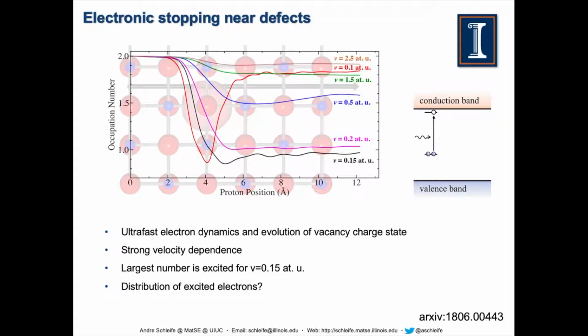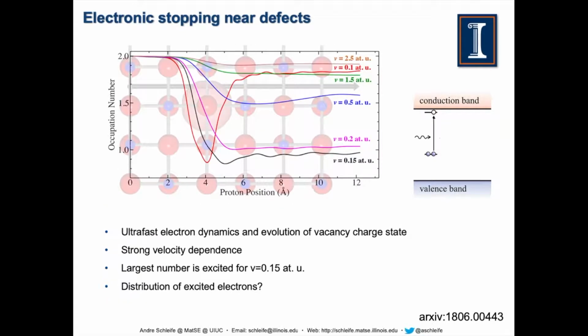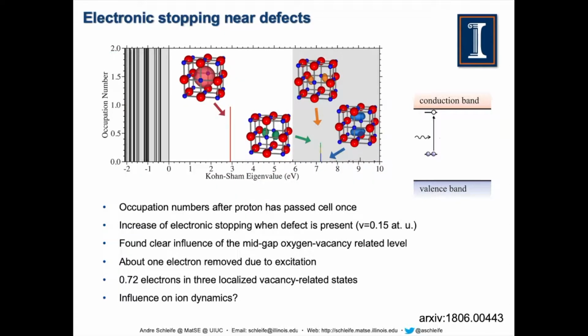The first question that you may ask after this is, well, where does the electron go? Because it's not in the vacancy state anymore. That you can see from this figure. The occupation number dropped by 1. So to answer where the electron goes, what we did is we plot again the occupation number, but now of all the orbitals in magnesium oxide, not just the defect level. So the x-axis here is the Kohn-Sham eigenvalue.